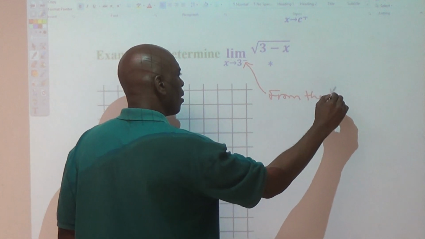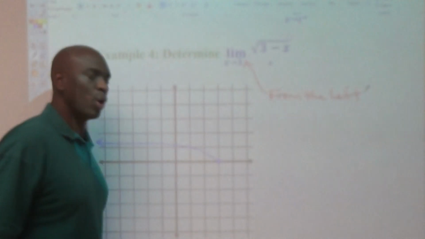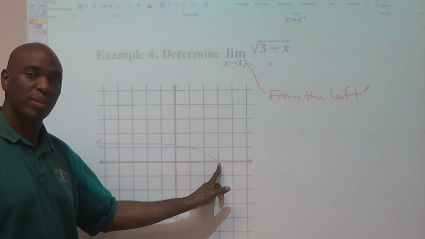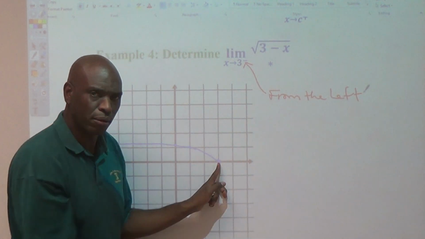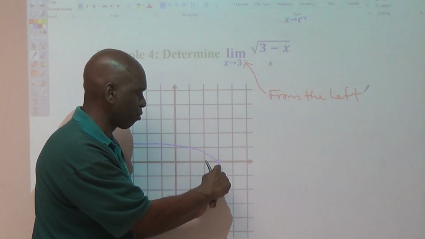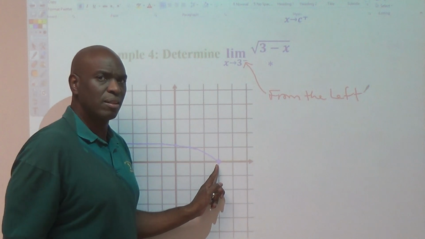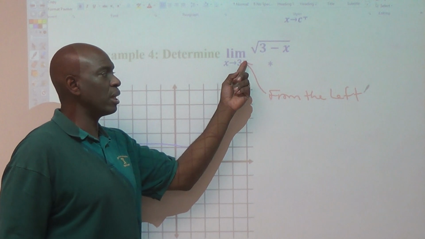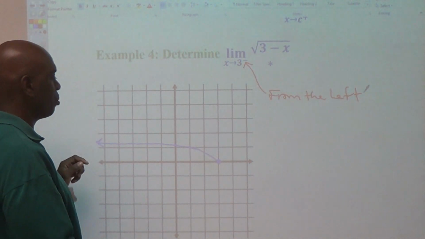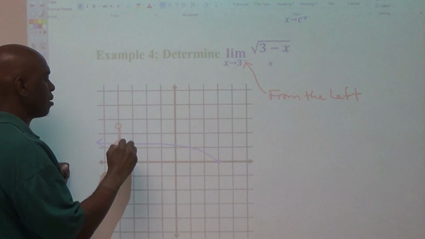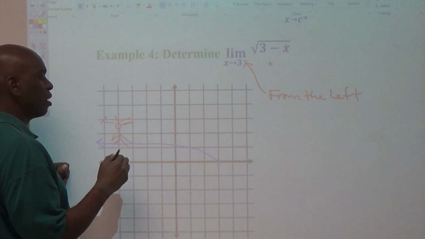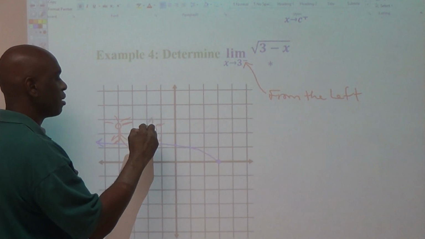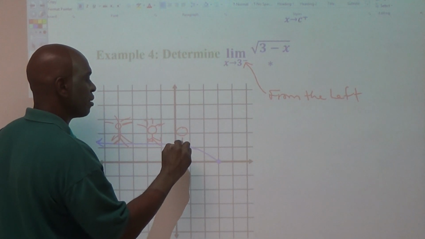From the left. Well, that's the only way we can approach this graph at 3, because there is no graph on the right side. So we can't come to 3 from the right. Nothing there. We can only approach 3 from the what? Left. Let's do that. So here you are walking, and you're walking from the left side and you're getting closer to 3.